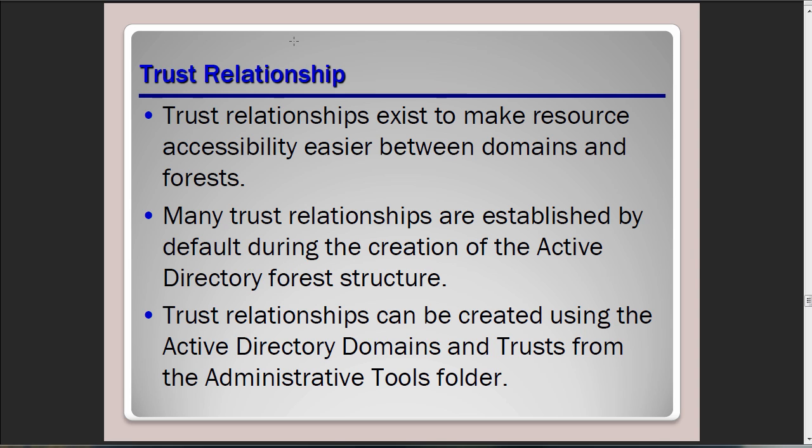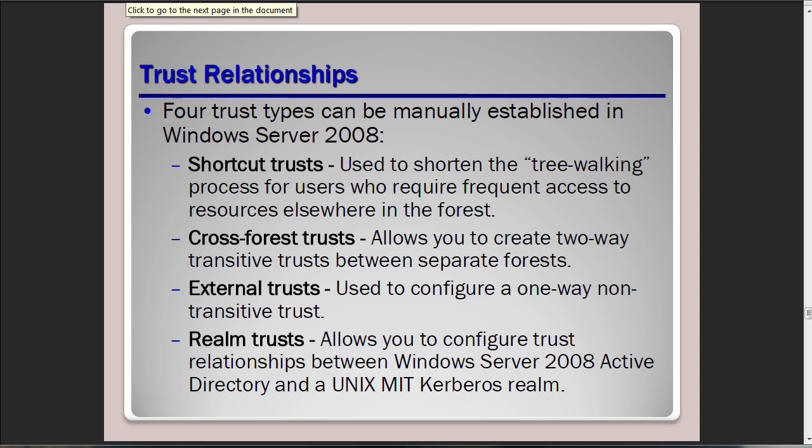Trust relationships are established by default during the creation of the Active Directory forest structure. So as we put new domains and child domains in, those trusts are automatically created for you. You can, however, go modify trusts. So, shortcut trusts, these are things you should know. Manually established in Windows, used to shorten the tree walking process for users who require frequent access to resources elsewhere in the forest. Cross-forest trust, there's the one I was talking about, allows you to create a two-way transitive trust between separate forests. External trust, used to configure a one-way non-transitive trust.